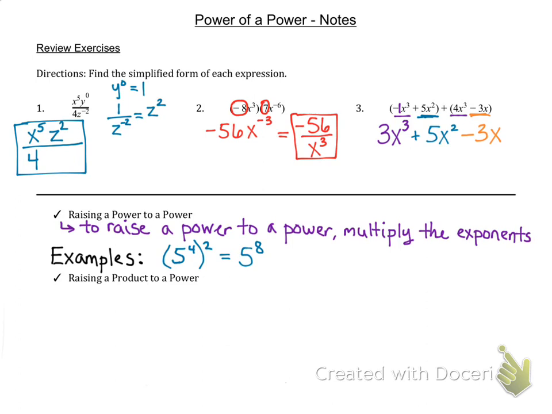Let's try another example. So here's another example. Here we have m cubed raised to the 5th power, and here we're going to multiply the exponents again. So we have m to the 15th power.